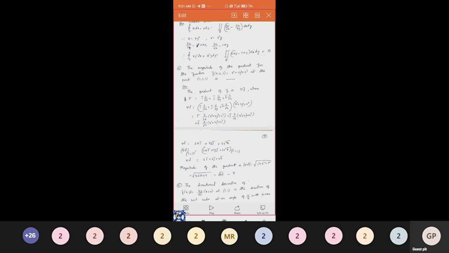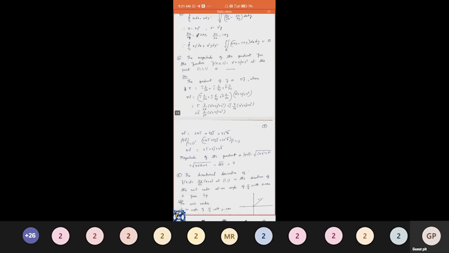The ith component squared plus the jth component squared plus the kth component squared gives me root of 4 plus 36 plus 9, which gives me root 49. So root 49 is 7. Therefore, we are able to find the gradient of the given function f at the given point (1, 1, 1). That is, the magnitude is 7.